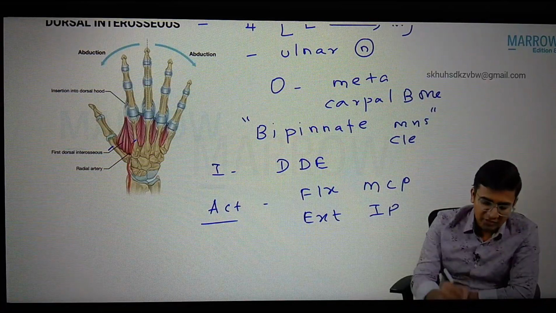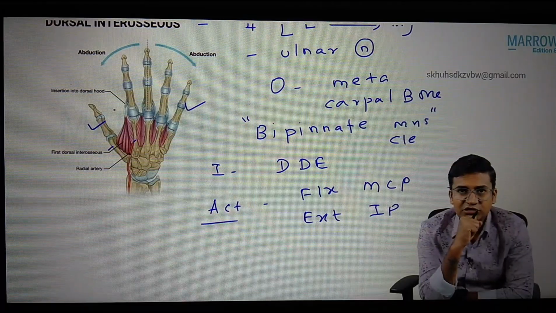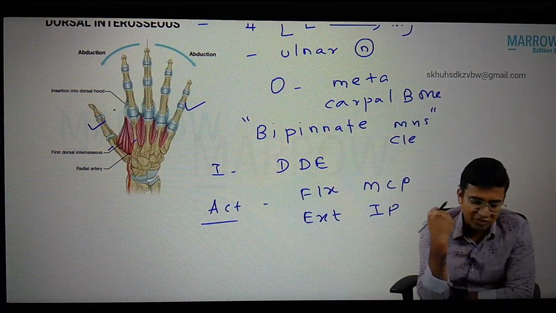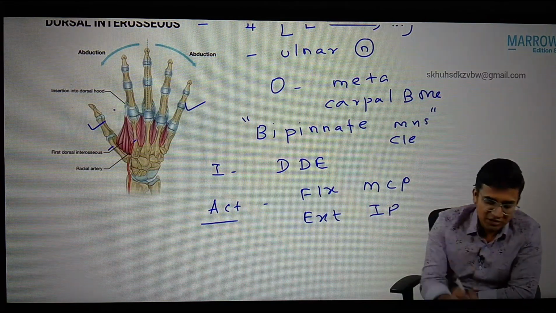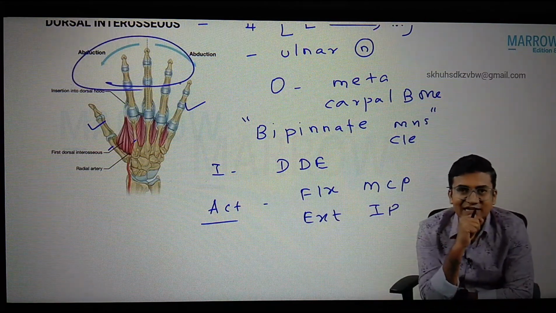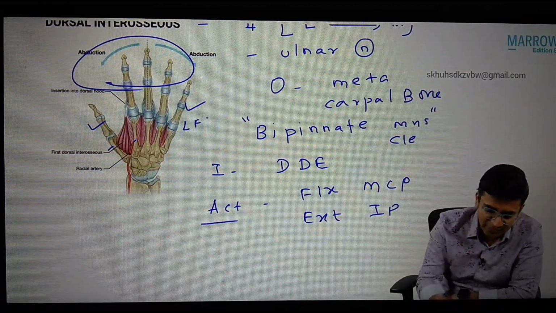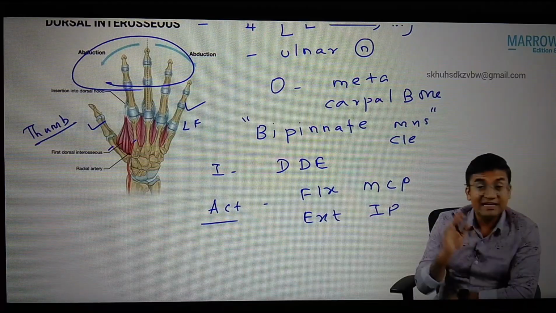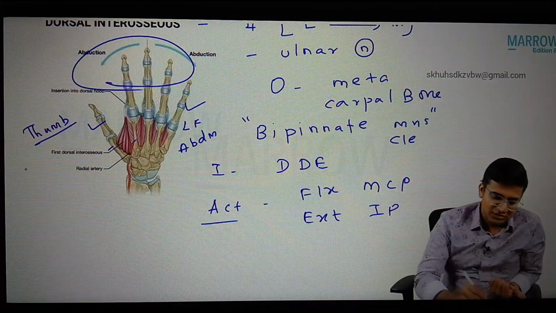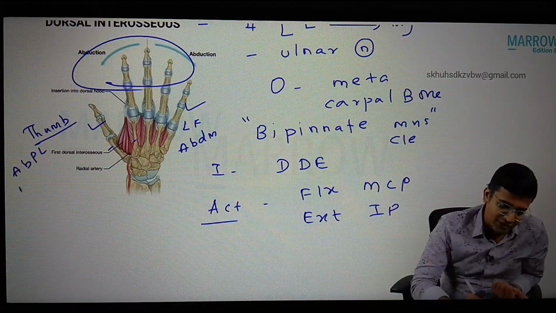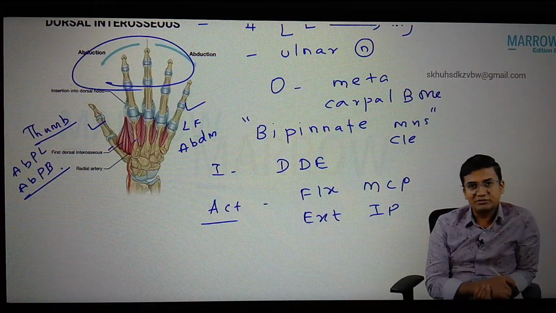Now again, your little finger and the thumb are not having the attachment of dorsal interosseous. Why? Because little finger and thumb have a separate muscle for abduction. The middle three fingers only are having the attachment of dorsal interosseous. This is little finger and this is thumb. They have a separate muscle for abduction: abductor digiti minimi for the little finger. For the thumb, we have two muscles, abductor pollicis longus and abductor pollicis brevis.